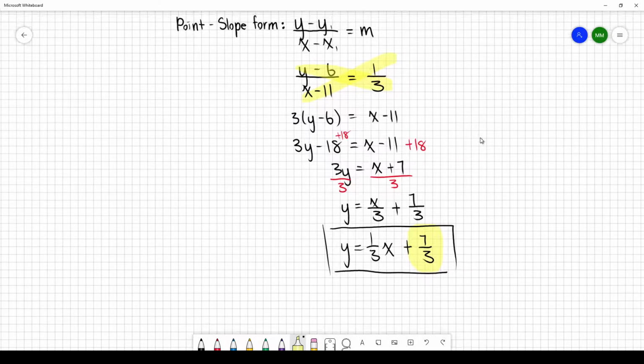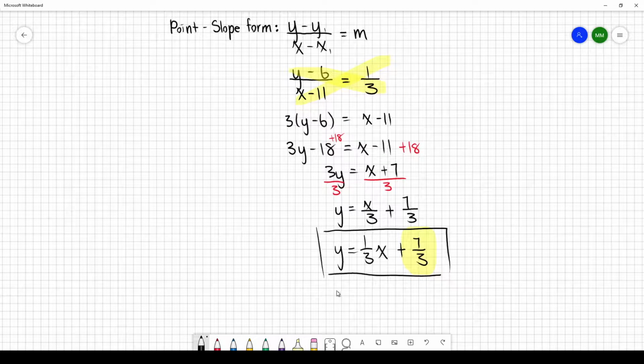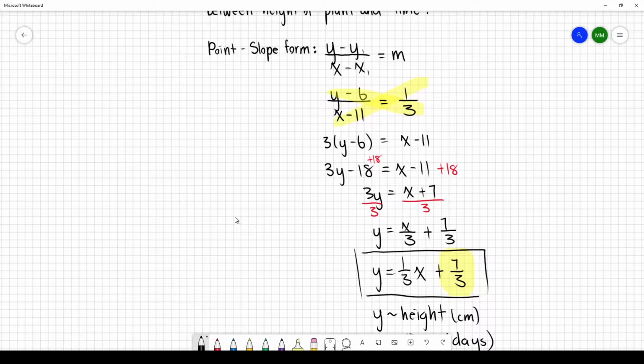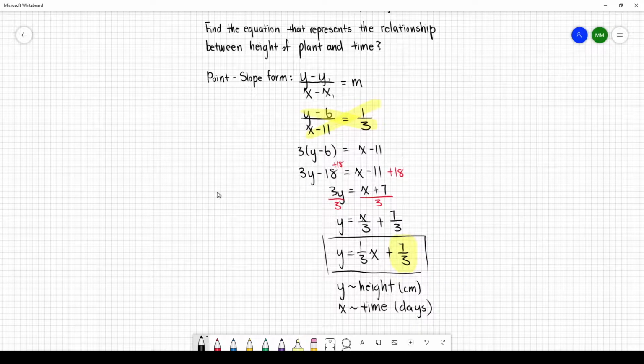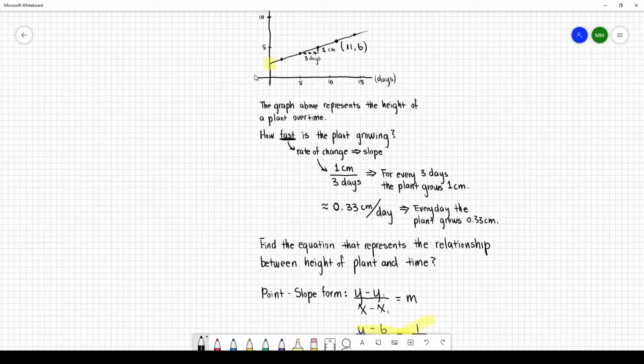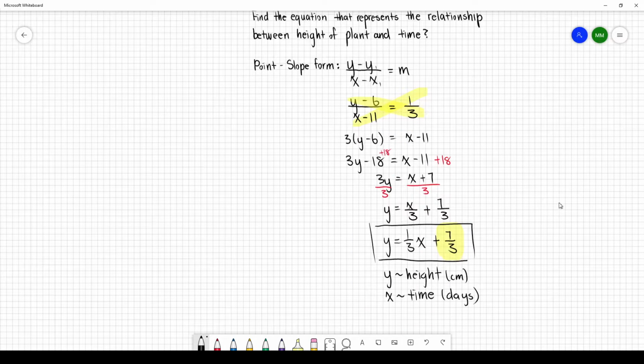And again, your variables: y is the height of the plant, and x is your time. This is centimeters and this is in days. Keep the variables in mind. Okay? So it's different from the ones we did last week because you have to use point slope form. You cannot just have a y-intercept visibly seen. You need to calculate it and find out what the y-intercept is.